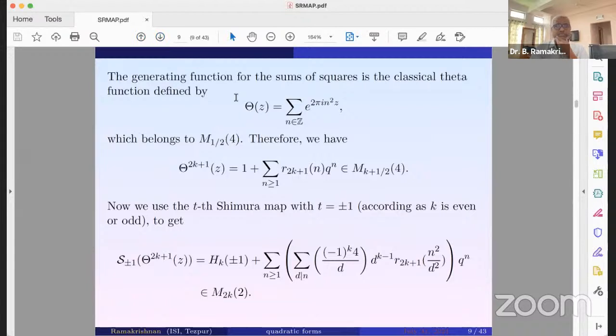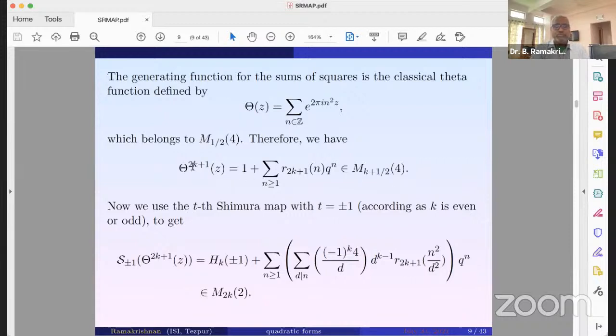So the generating function for the sums of squares is the classical theta function, theta(z) equals the sum of e^(2 pi i n^2 z), where n runs over all integers, which is a modular form of weight half and level 4. Therefore, if I take the (2k+1)-th power of this theta series, the coefficients will be r_{2k+1}(n). So it is a modular form of weight k plus half on level 4. Therefore, in order to find the coefficients r_{2k+1}(n), which is the representation number, we have to study this function theta^(2k+1)(z), a modular form of half integral weight.